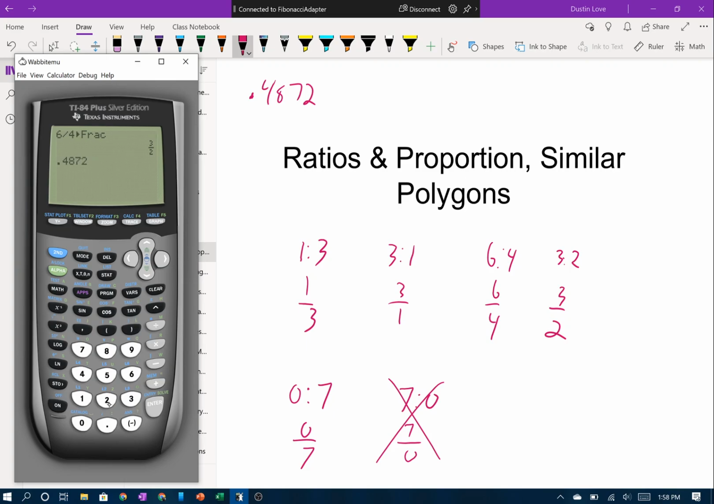0.4872, math, enter. That is 609 divided by 1250.